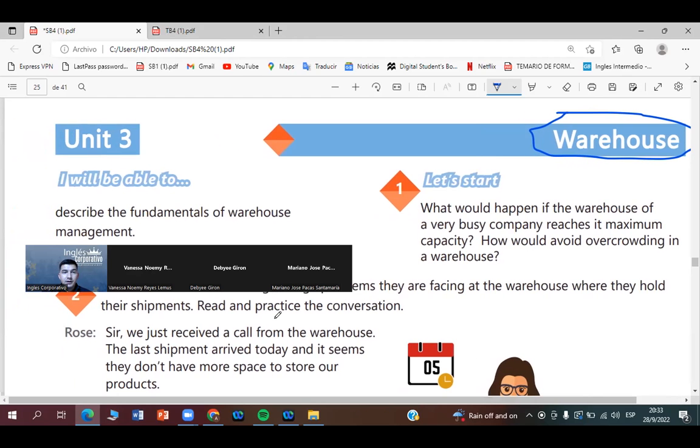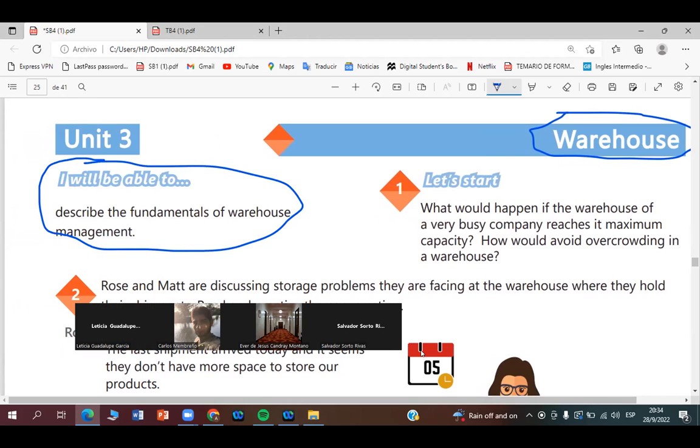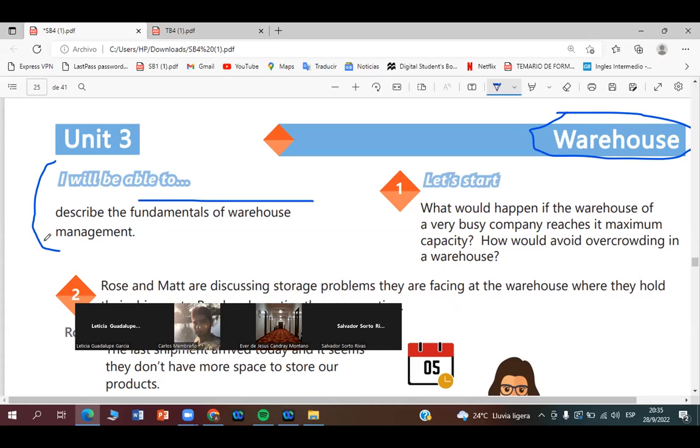Okay, and here we have a specific objective for this unit. Let me ask one student. Carlos, can you please read the objective for this unit? Carlos, are you there? Okay, very nice. Can you please read this part? Unit 3: I will be able to describe the fundamentals of warehouse management. So that's what you are going to be able to talk about, and to know too: the fundamentals of warehouse management.